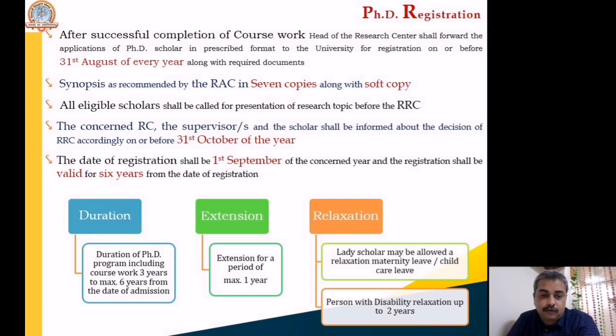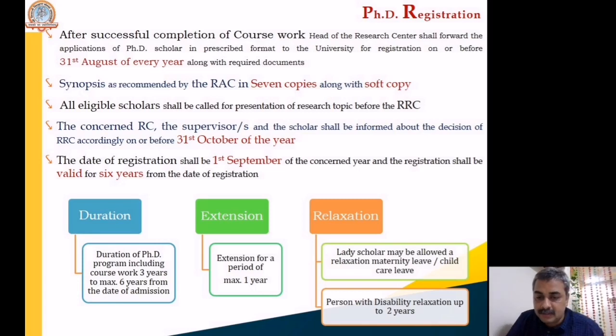What is the duration for the PhD program? The duration of the PhD program is 3 years minimum, and maximum it is 6 years. There is an extension of another 1 year if recommended by the RRC of the university. There is also a relaxation for lady scholars, who may be allowed relaxation for maternity leave and child care leave.